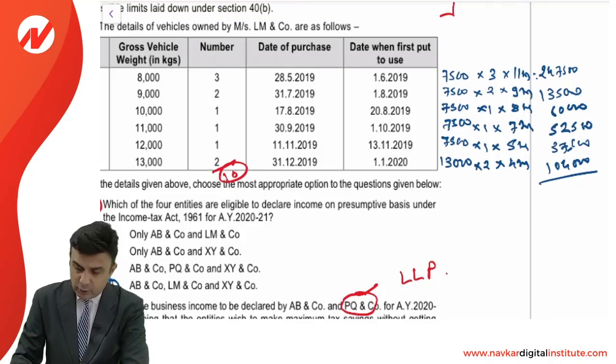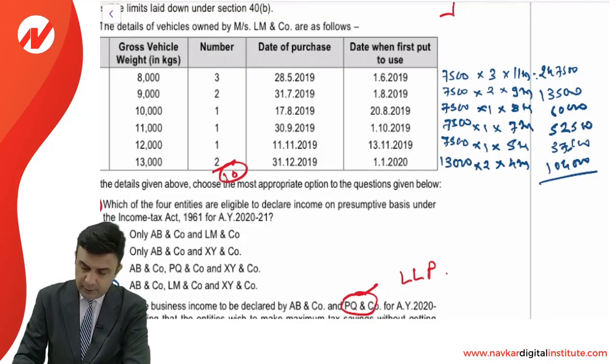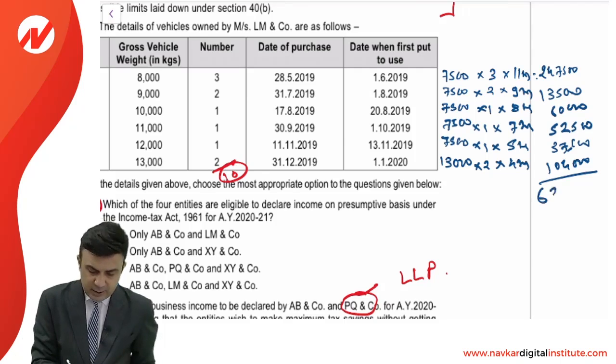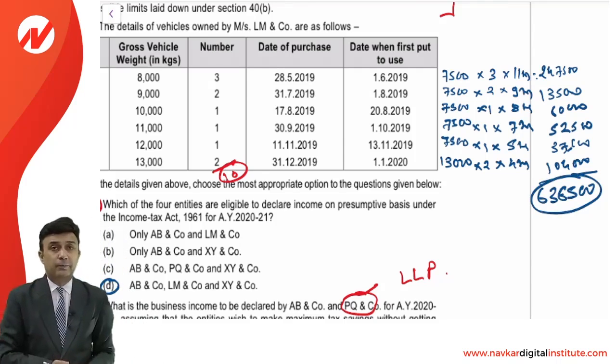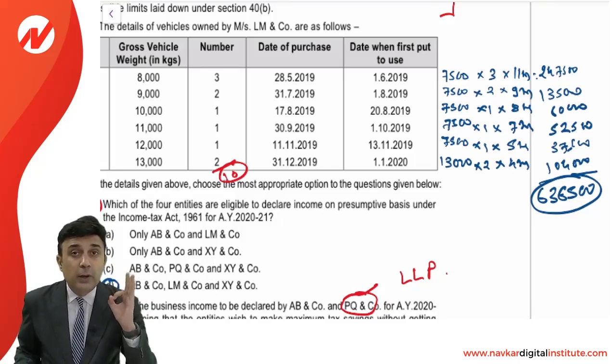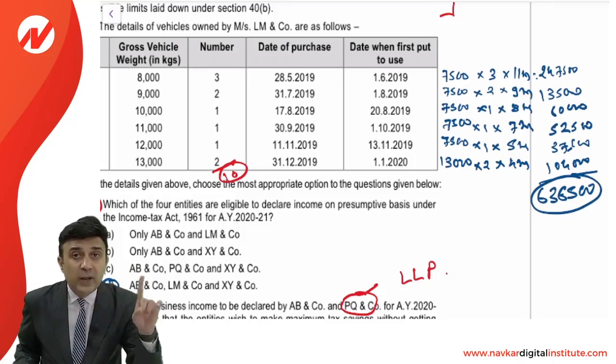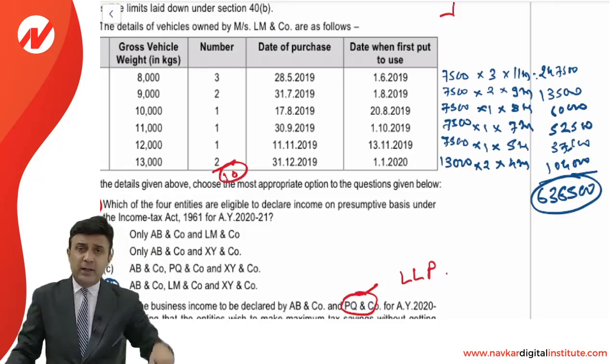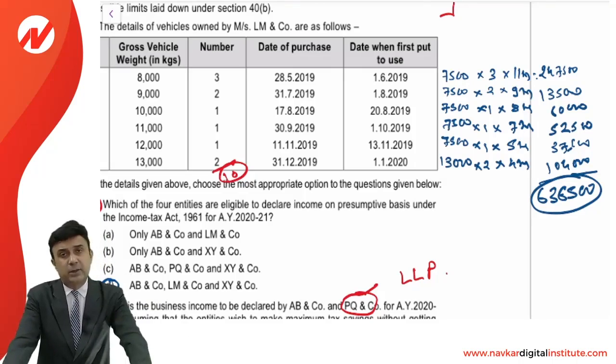If I make the total, 1,04,000 plus 37,500 plus 52,500 plus 60,000 plus 135,000 plus 247,500 will give me 636,500. Expenditure is not deductible. But remember, if you go for 44AD, no expenditure is deductible. You cannot even get the remuneration and interest payable by the firm to the partner.